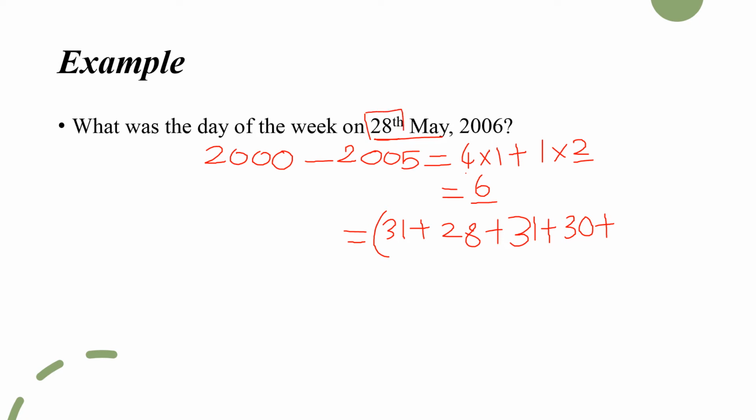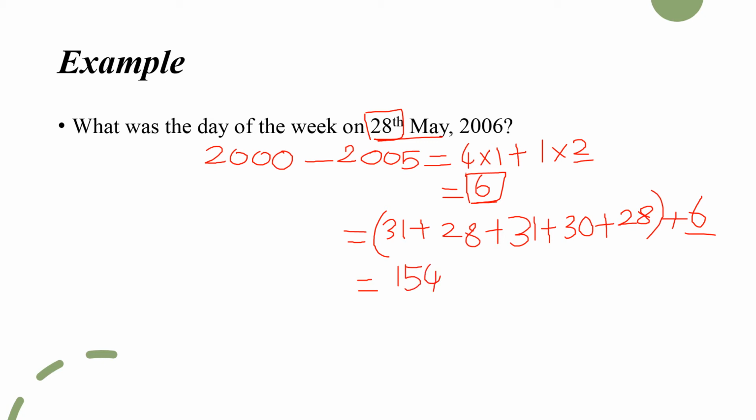So you have to add only 28 here, and you have to add these 6 here, because there are 6 odd days from 2000 to 2005. If we add these values, it gives you a value of 154.